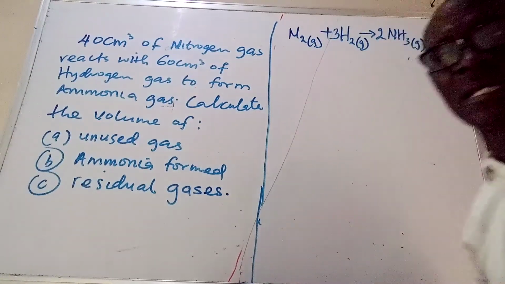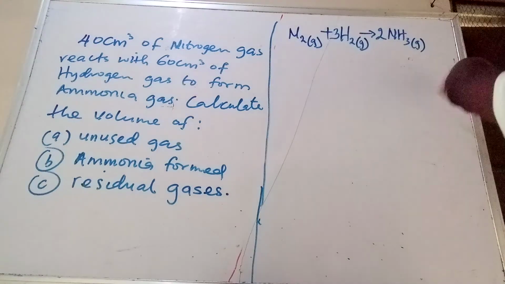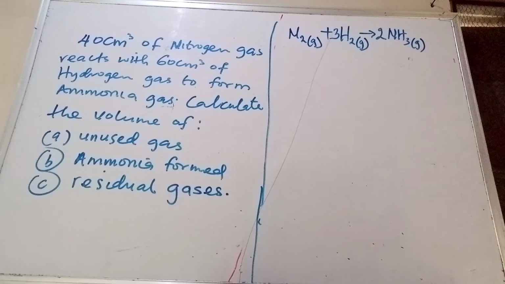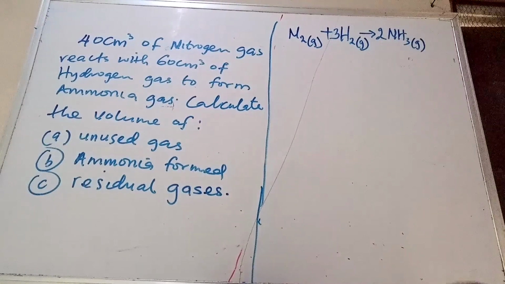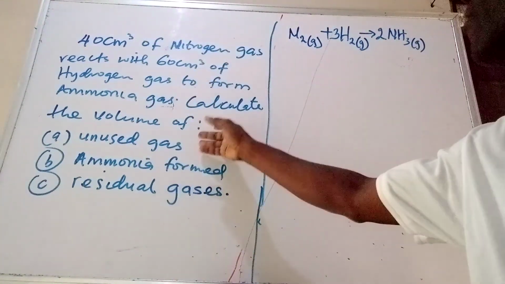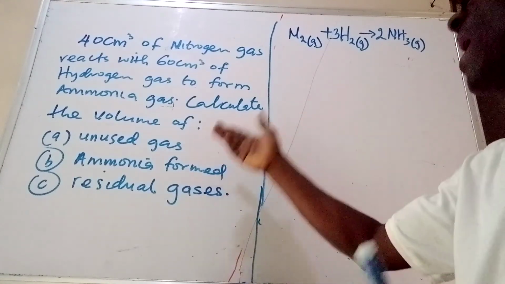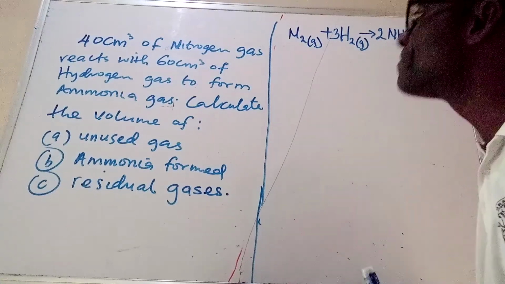Alright, this is the balanced equation. This is ammonia, hydrogen, nitrogen. Okay. Now, in this case, you are asked to find the volume of unused gas, ammonia gas formed, and residual gases. So I'm going to explain each time.